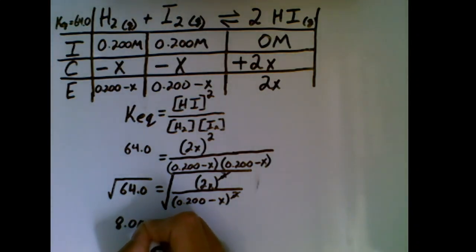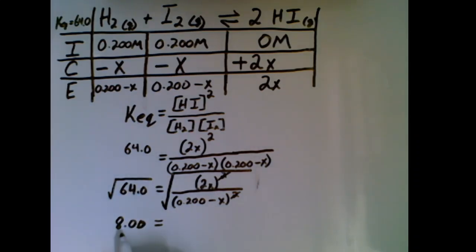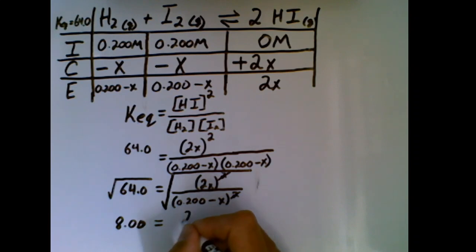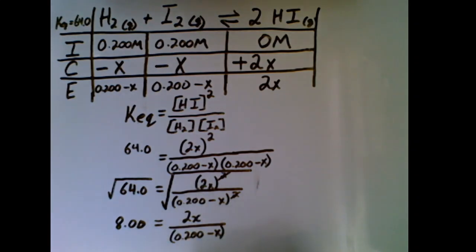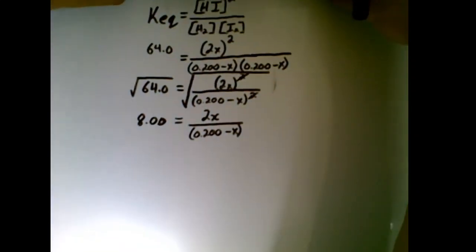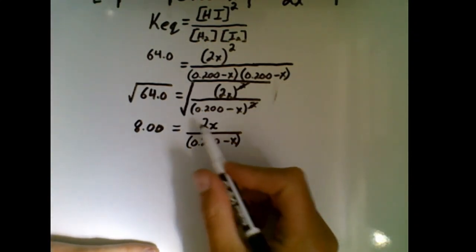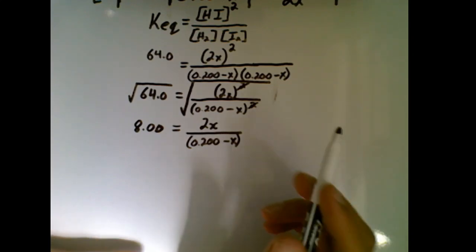I'm keeping 2 decimal places to preserve significant figures. There's 3 significant figures here. I want to keep that in mind as I continue my calculations. On the right-hand side, taking that square root eliminates those squares. So now we have 2x on the top of our equation, and we have 0.200 minus x on the bottom. So now all we're going to do, I'm just going to move this down so we can see, is just do some algebra. So we're going to actually just solve x by working through this.